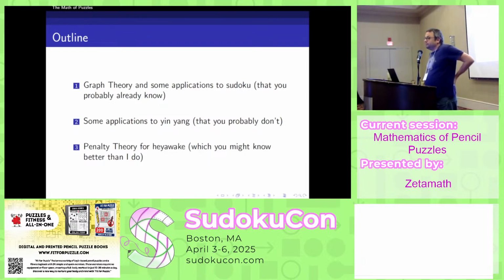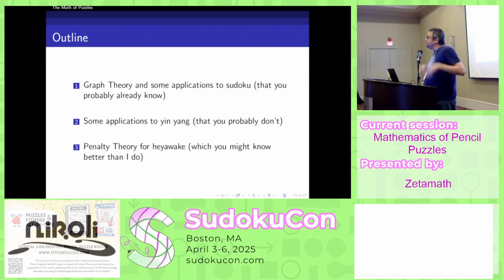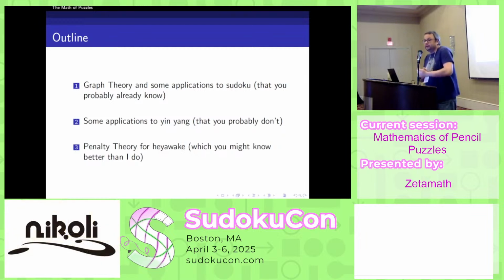The first, I'm going to talk about some graph theory and some applications to Sudoku. The reason is that I think you know most of what I'm going to tell you about Sudoku. Maybe I'll dip into some constraints you haven't thought of before. But that's meant to be familiar and to introduce you to the language I'm going to use for the rest of things, which is to talk about graphs.